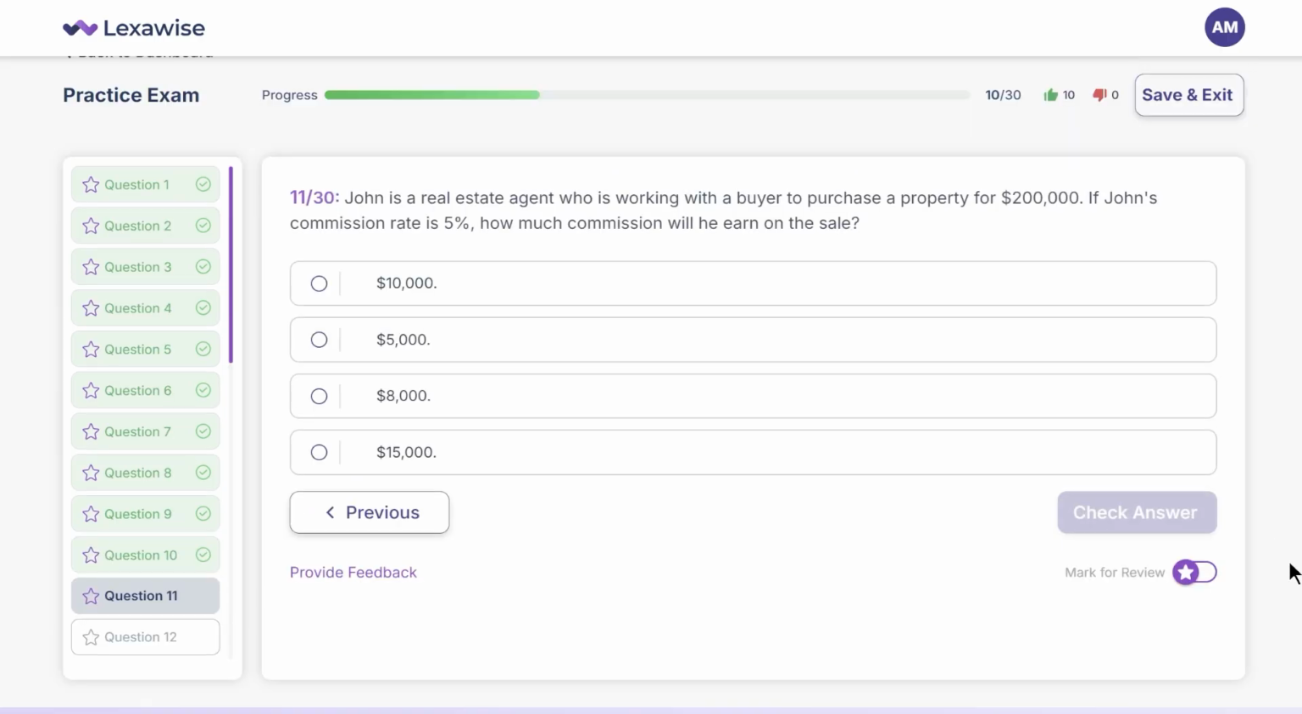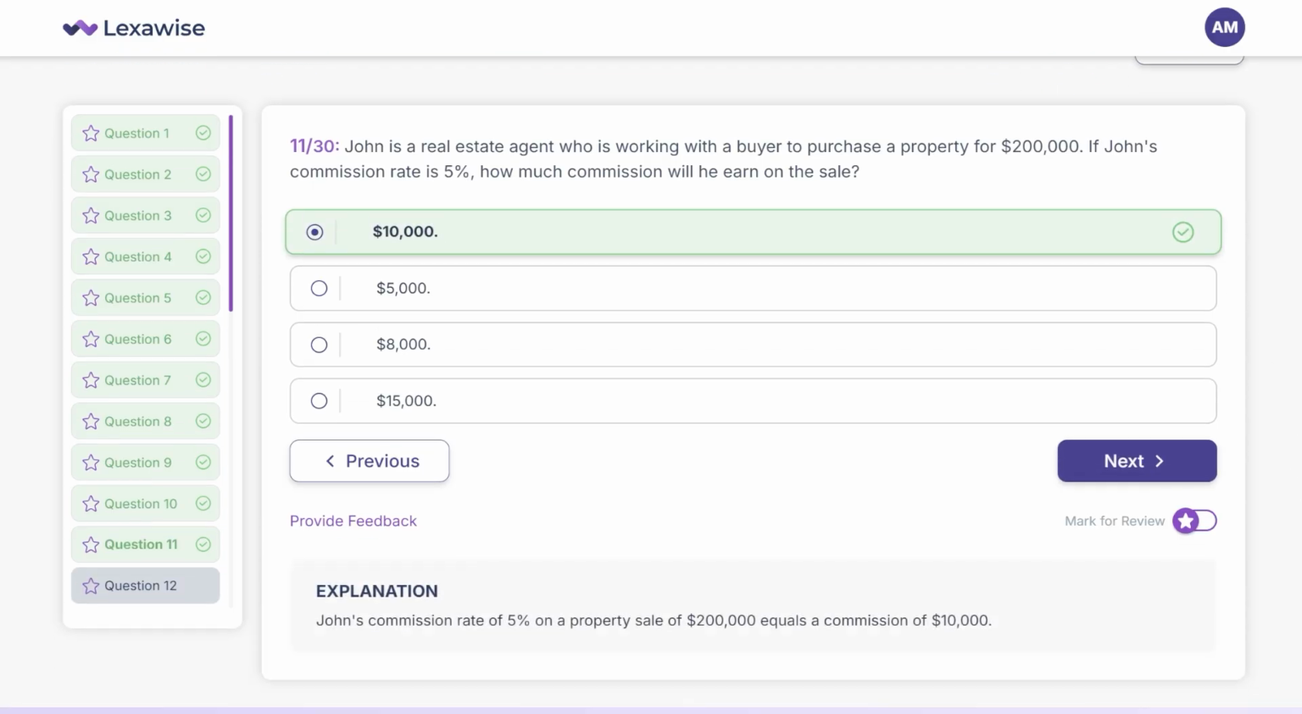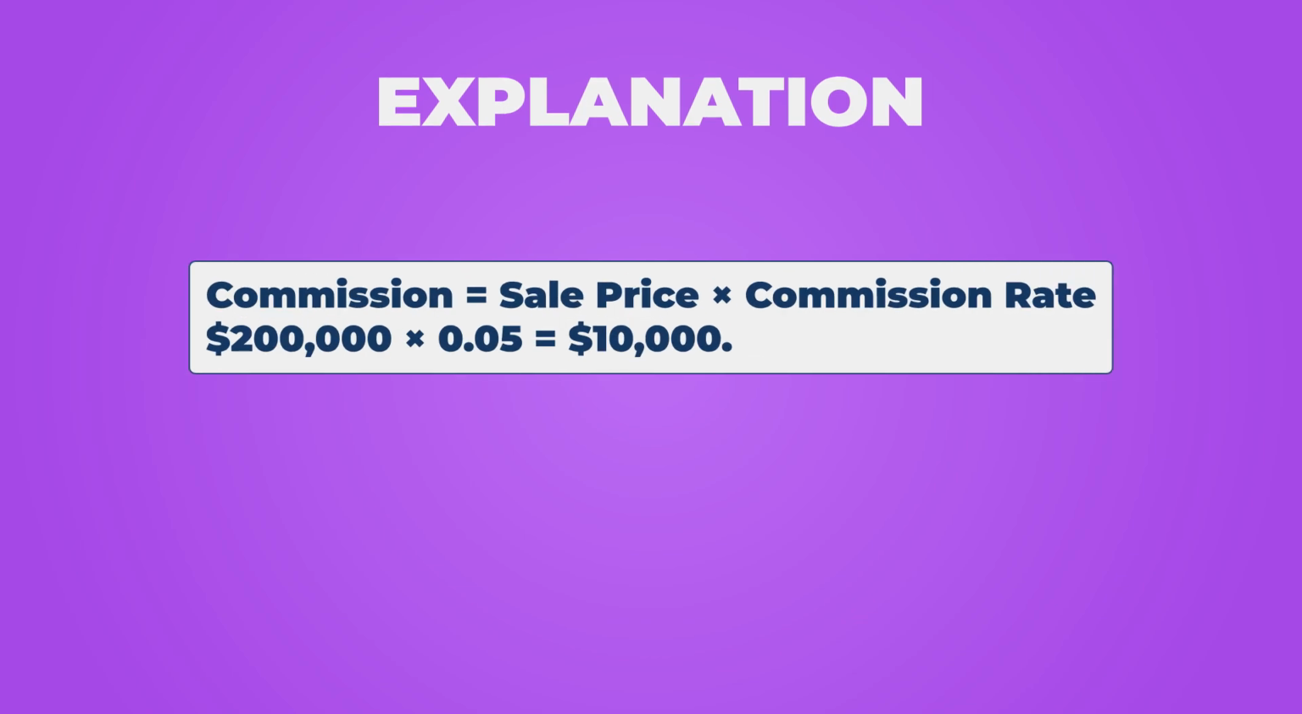John is a real estate agent who is working with a buyer to purchase a property for $200,000. If John's commission rate is 5%, how much commission will he earn on the sale? A. $10,000. B. $5,000. C. $8,000. D. $15,000. Pause for a moment to consider it. The correct answer is A. $10,000. To calculate the commission, you simply multiply the sale price by the commission rate. Commission equals sale price times commission rate. $200,000 times 0.05 equals $10,000.